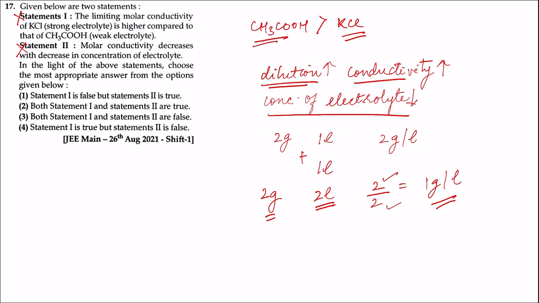In the light of the above statements, choose the most appropriate answer from the options given below. First, statement 1 is false but statement 2 is true. Second, both statement 1 and statement 2 are true. Third, both statement 1 and statement 2 are false. Fourth, statement 1 is true but statement 2 is false. Now option 3 is the correct option. Both statement 1 and statement 2 are false.